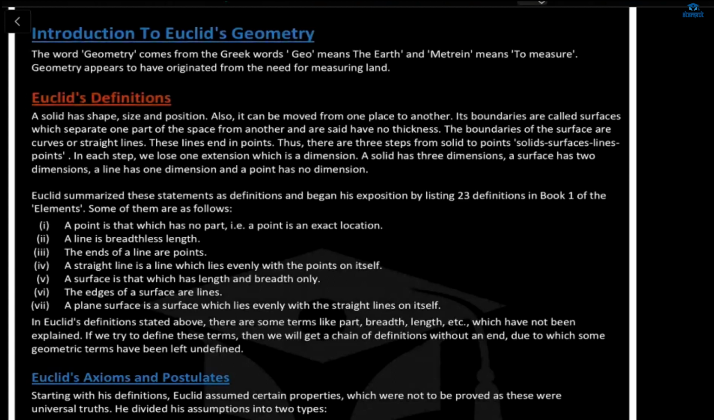Okay, so Euclid's definition. Just simply, you see that, like a cube. Okay, just take a cube, an ice cube, or a dice. Imagine a dice. It has how many surfaces? 6 surfaces. Yes, 6 surfaces, and it is a 3-dimensional figure.